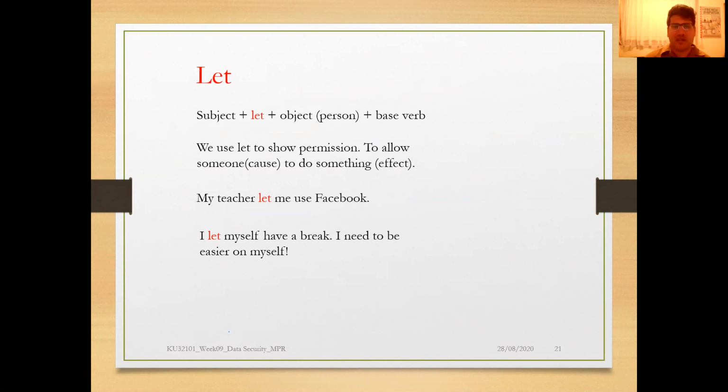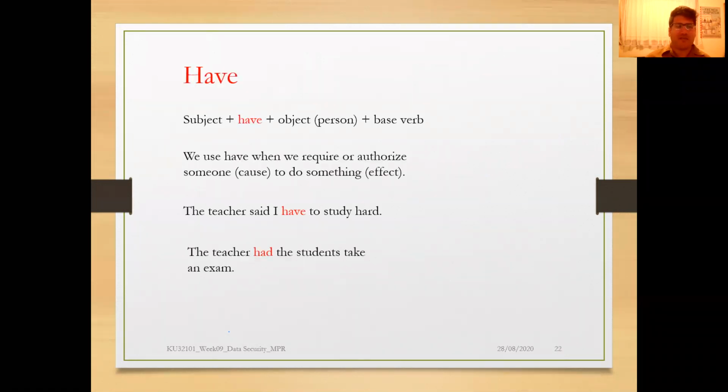So for let, we use subject plus let plus object plus base verb. We use let to show permission, to allow someone to do something. My teacher let me use Facebook. I let myself have a break. I need to be easier on myself.